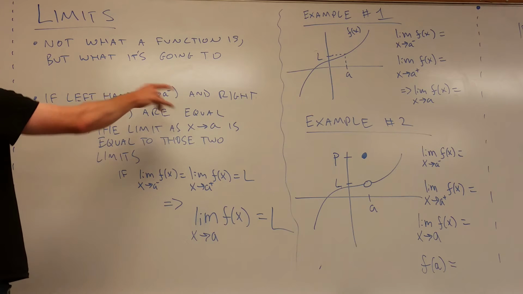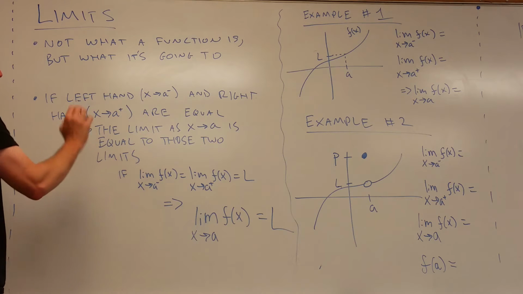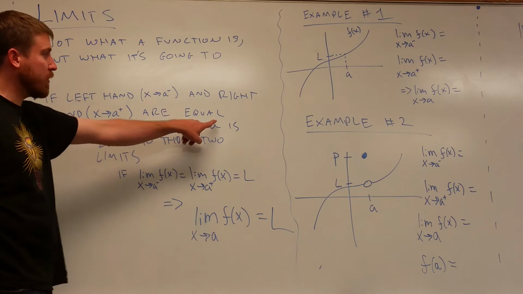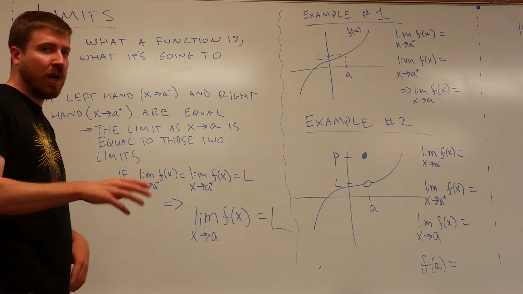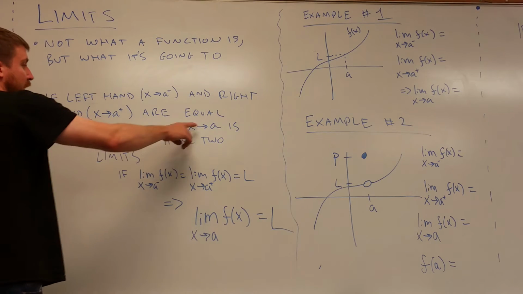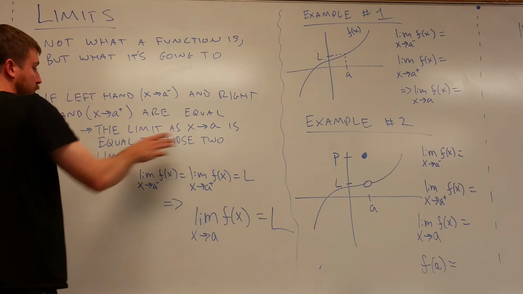So if the left-hand limit and the right-hand limit are equal, then we say the limit as x approaches a. Notice we do not have a plus or a minus right here. We're not saying from the left, we're not saying from the right, we're saying from all sides. The limit as x approaches a is equal to those two limits.